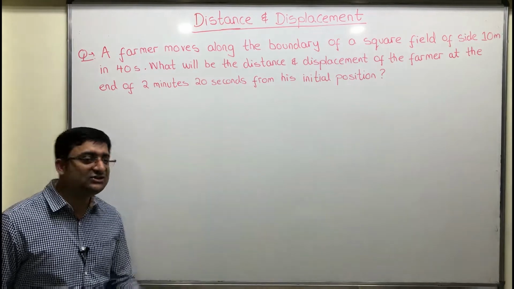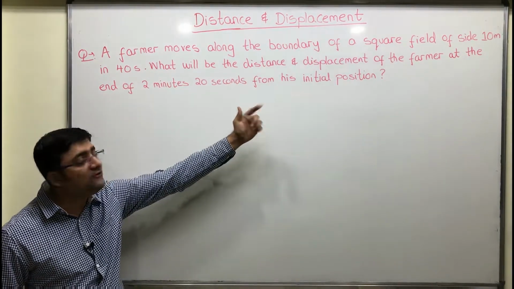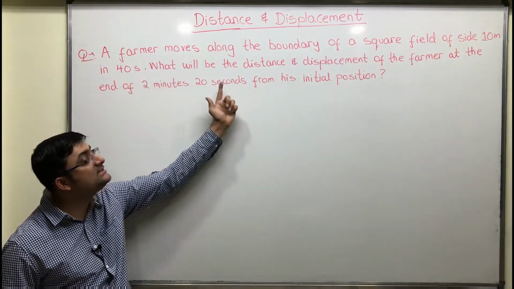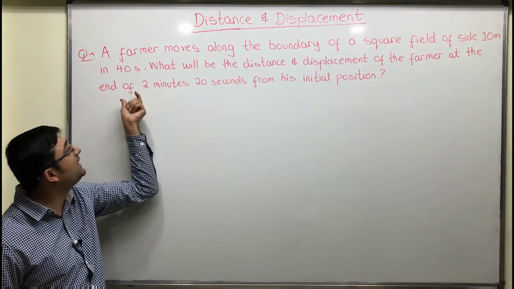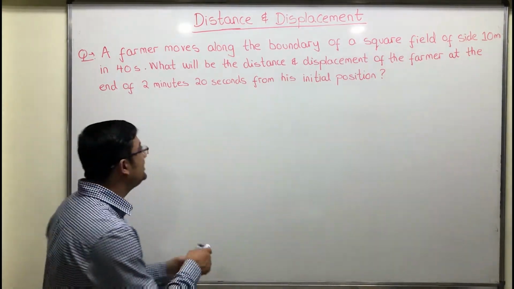So let's read the question. A farmer moves along the boundary of a square field of side 10 meters in 40 seconds. What will be the distance and displacement of the farmer at the end of 2 minutes 20 seconds from his initial position? So let's begin.